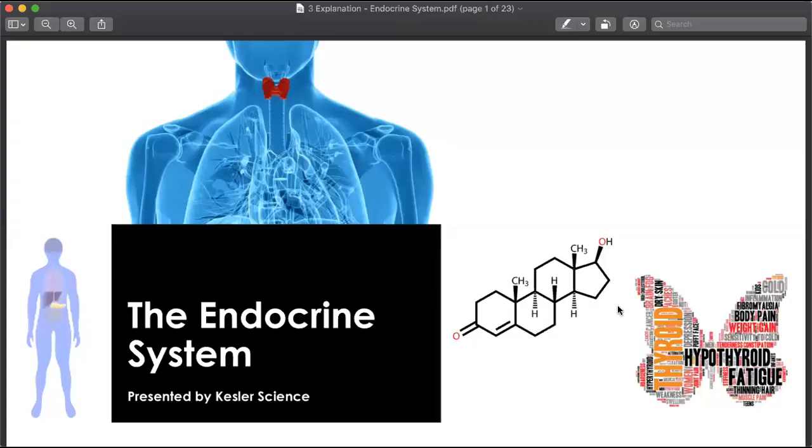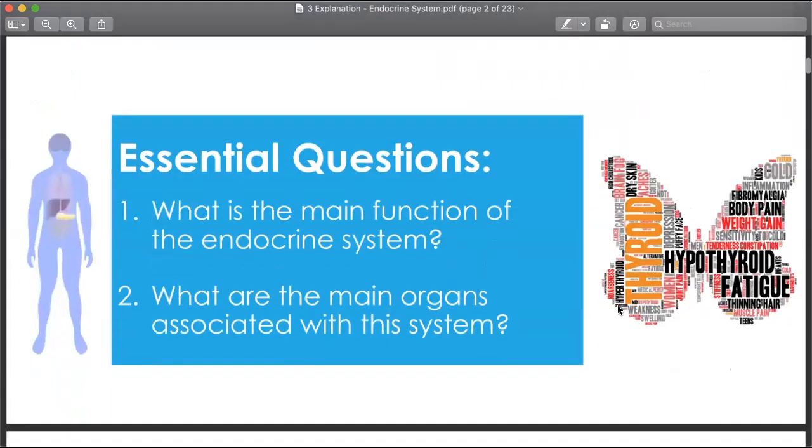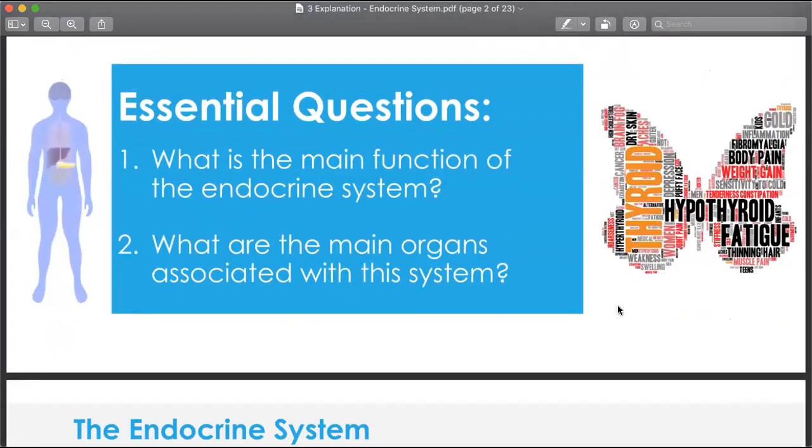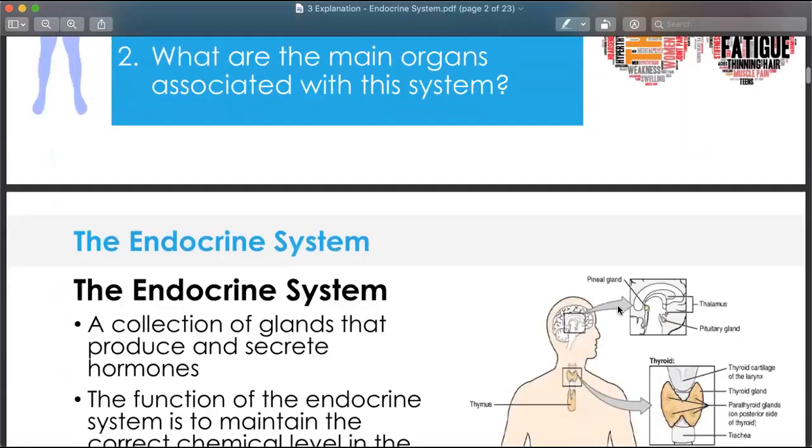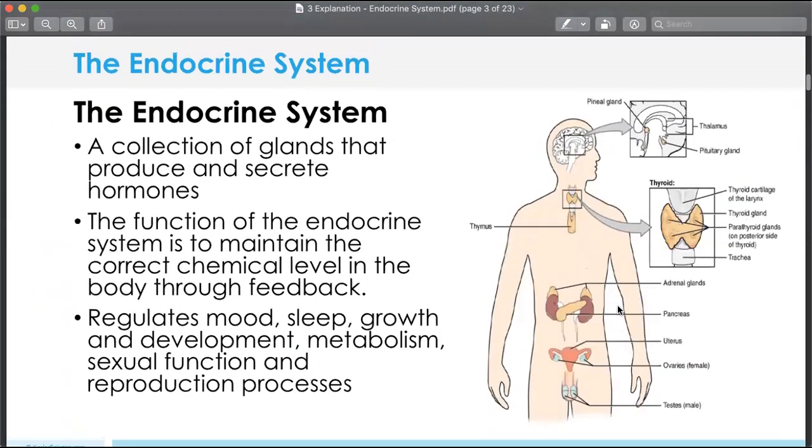Okay, so again, the endocrine system. We're going to be focusing on what the main functions of it are and what the main organs associated with the system are today. So basically, the endocrine system is our hormone system, right? It's a collection of glands that produce and secrete hormones. The function of them is to maintain a good chemical level in the body through negative feedback, or any feedback, so that the body knows what to do next. So it helps regulate our mood, our sleep, our growth, our development, our metabolism, our sexual function, and reproduction processes, okay?